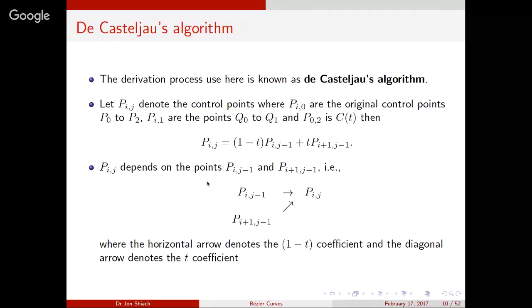And de Casteljau came up with this triangular scheme. Remember these will be coordinates. The value of this P_ij is a combination of P_i,j-1 and P_i+1,j-1. So let's say that was P0 and P1, that will give us Q0. So the horizontal arrow denotes the coefficient 1 minus t, and the diagonal arrow just denotes the coefficient t.